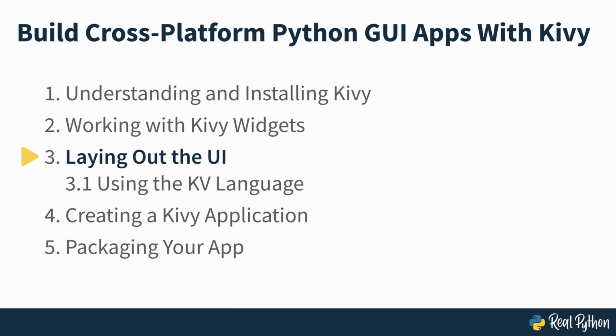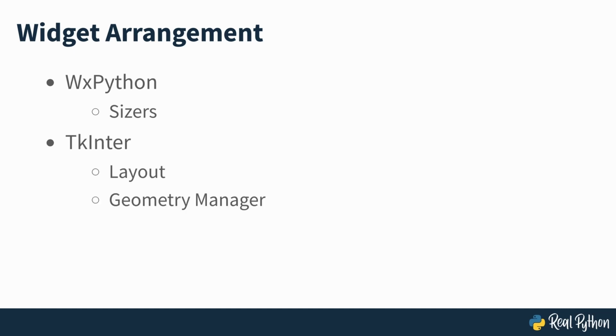Now that you have the basics down, in the next section of the course, you'll learn how to add and arrange multiple widgets in your application. Laying out the UI. Each GUI framework that you use has its own method of arranging widgets. For example, in wxPython, you would use sizers, whereas in Tkinter, you use a layout or geometry manager. With Kivy, you use layouts.